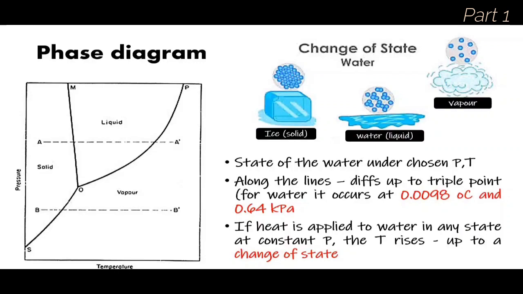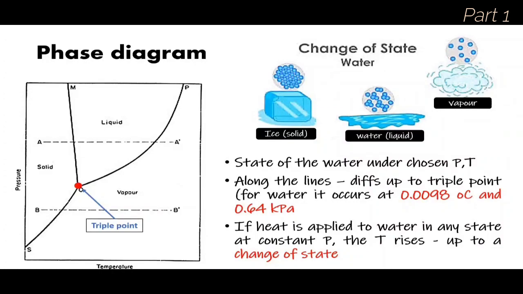So along the line, you would see there is a point where all the lines intersect, which is called the triple point. It is a point of combination of pressure and temperature that facilitates all phases of matter at equilibrium. The temperature and the pressure for the triple point of water to occur are at 0.0098 degrees Celsius and 0.64 kilopascal.